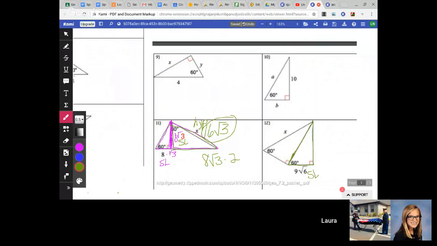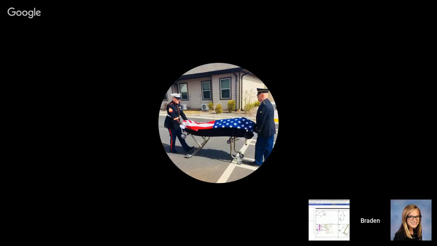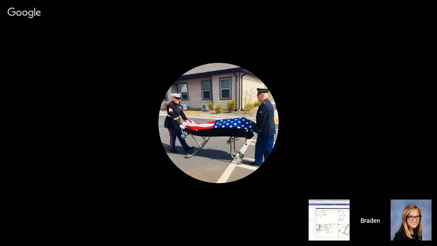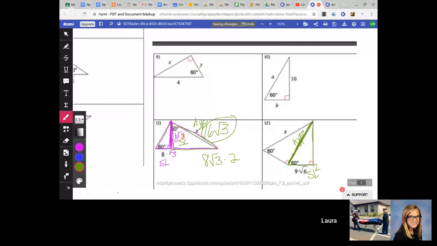And this piece that touches the other triangle, what part is that? Hypotenuse. How do you go from short leg to hypotenuse? Multiply by 2. So how much is the hypotenuse? 18 root 6. Yes. Okay. Now in the left side triangle, we're trying to find X.